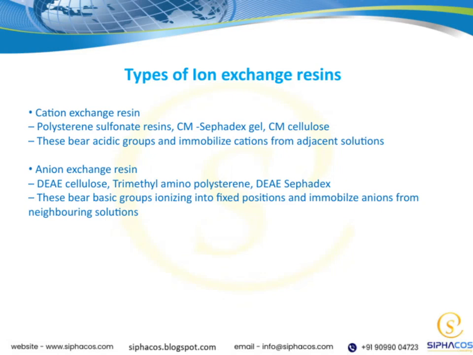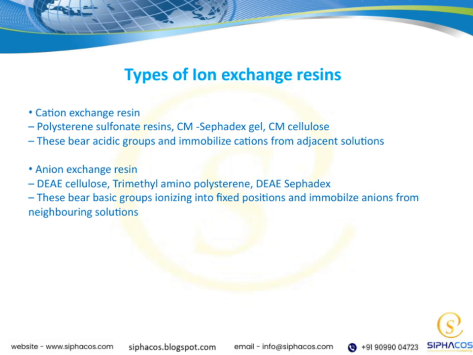First, we have the cation exchange resins. These are typically made from materials like polystyrene sulfonate resins, CM Sephadex gel, or CM cellulose. What makes them special is that they bear acidic groups, which allow them to immobilize cations from the surrounding solutions. Essentially, they attract and hold onto positively charged ions, which is crucial in many separation processes.